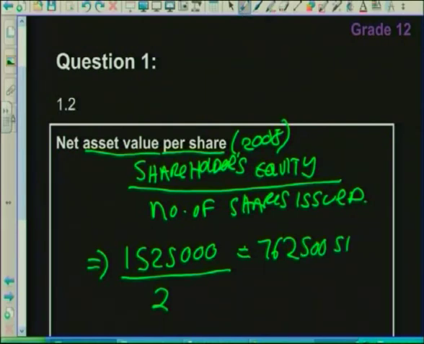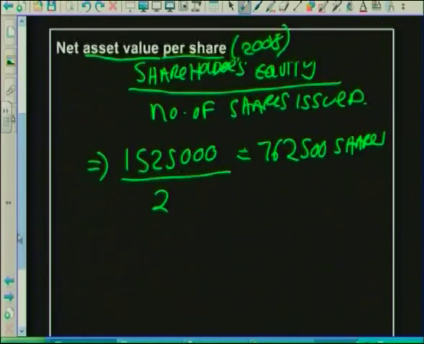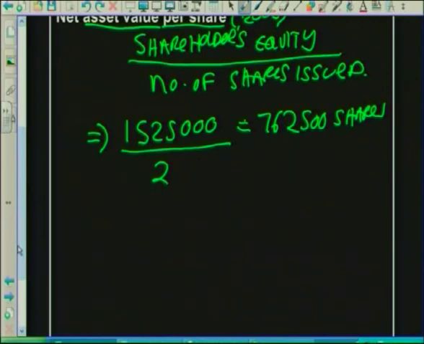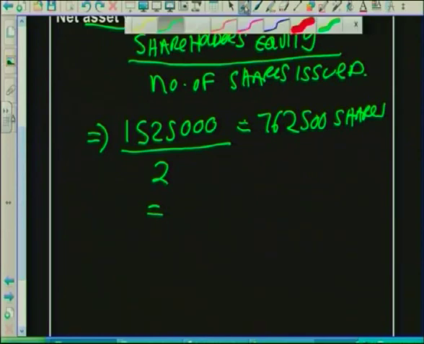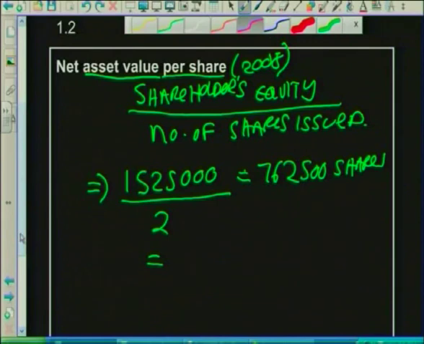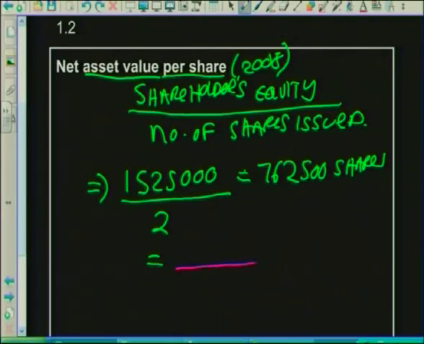762,500 shares. Okay, now that we know the number of shares that were issued, we can complete this ratio or this calculation. So let's go back. Let me just change my pen quickly for you guys. Right, so we're going back to shareholders' equity for 2008 divided by number of shares issued. Number of shares issued, we've just done the calculation, 762,500 is the number of shares issued.